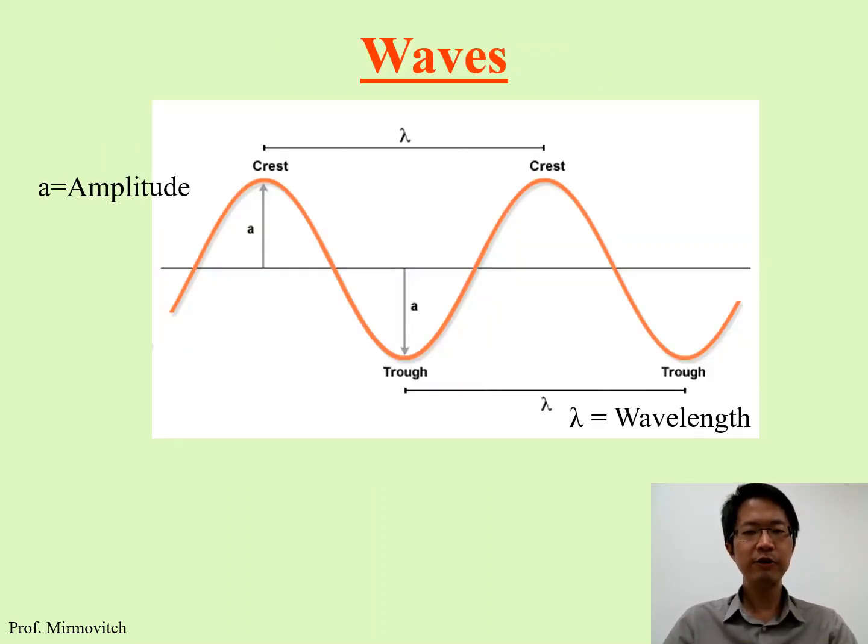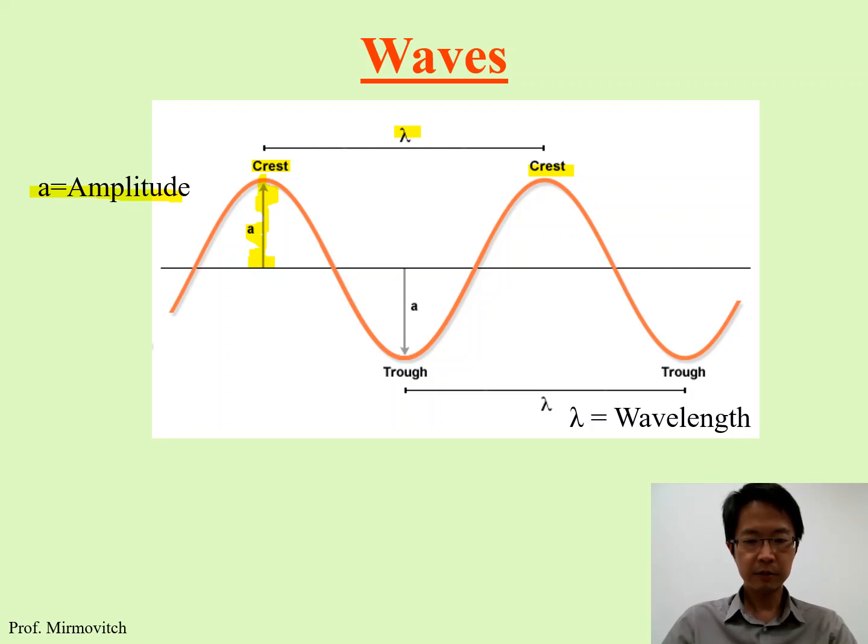Okay, wave. This is something that you need to know for your basic understanding. Waves travel like a sine wave. Okay, sine wave. From the base to the crest, we call this amplitude. From one crest to another crest, we call it lambda or wavelength.